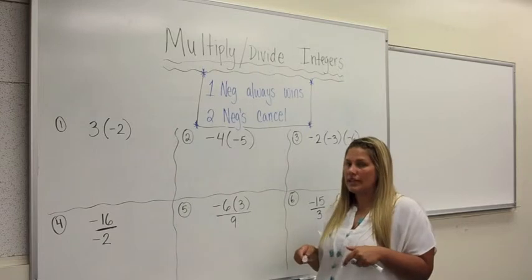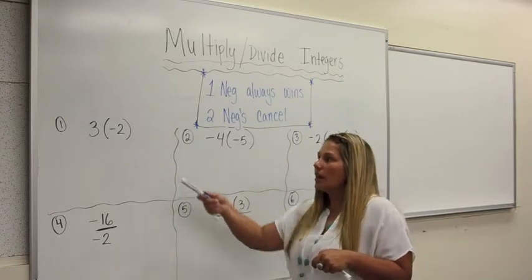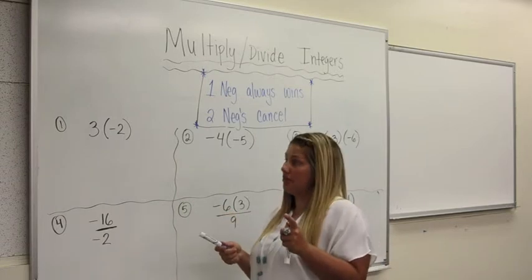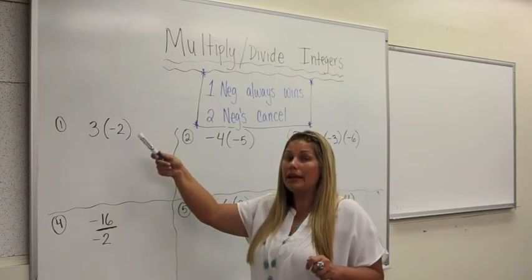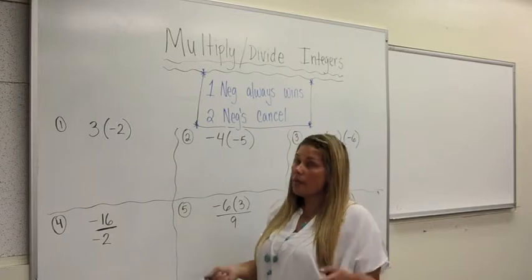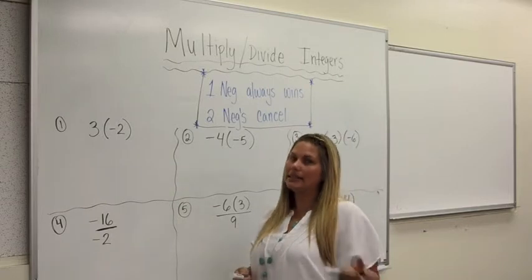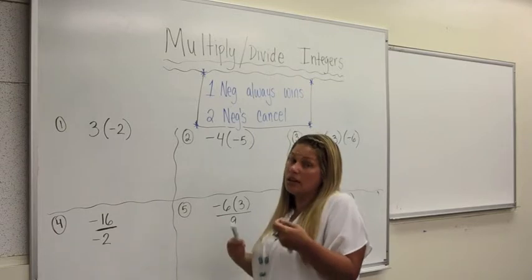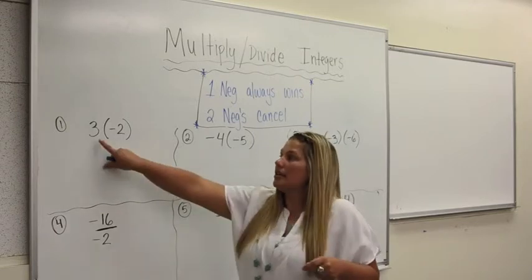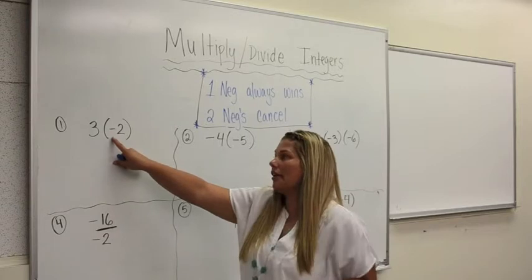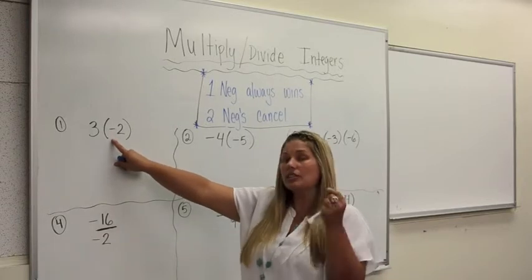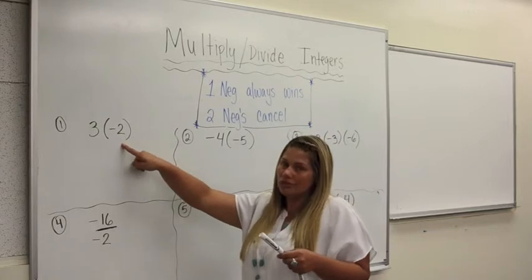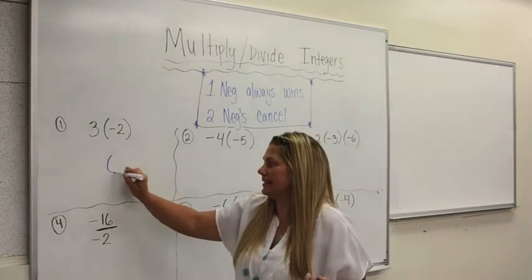So now let's actually get into some examples. On number 1, how do we know this is multiplication, first of all? Because how do I know that's not just 3 minus 2? Well, remember, I keep going back to this. Anytime you see touching just means multiply. And right here, the 3 is touching the parentheses, which means I just have to multiply. Well, 3 times 2, I know is 6.